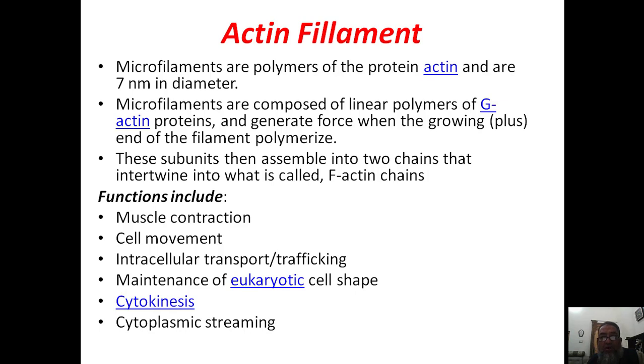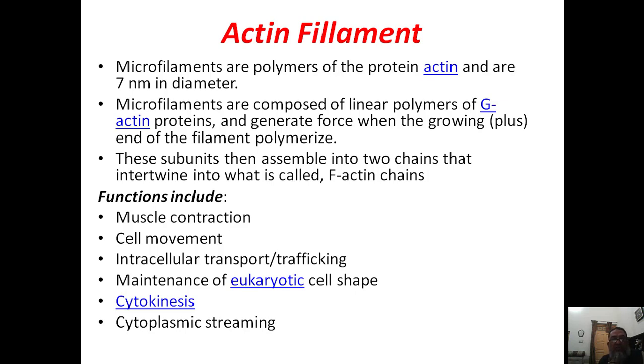Cell movements are quite obvious because these actin filaments play a key role in the movement of cells, especially if you remember the movement of pseudopodia. The pseudopodia present in the amoeba, so these pseudopodic movements in amoeba are due to the actin filament.